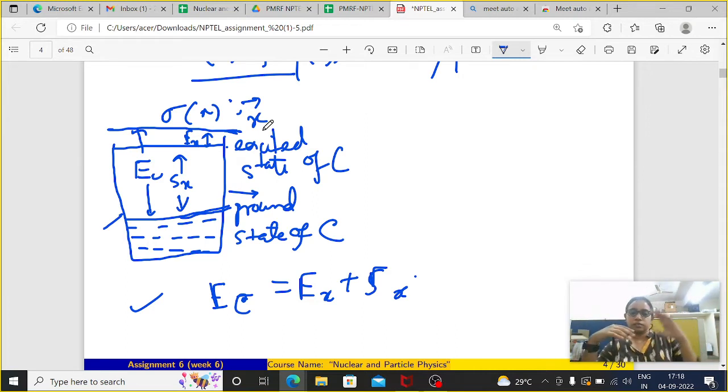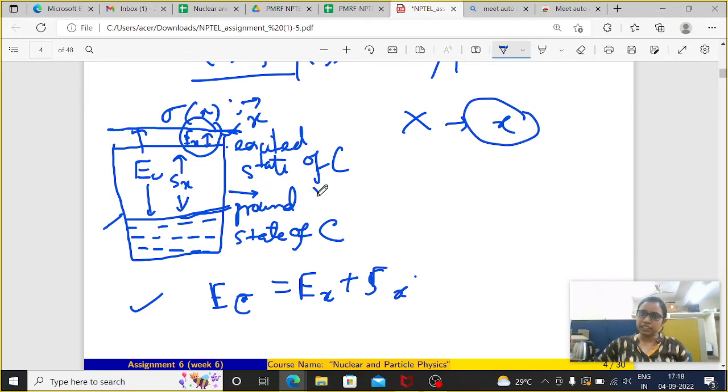EX means the energy which is absorbed by the capital X from the small x. And what is SX? SX is the separation energy of the projectile from the ground state of C. So obviously the whole energy of C will be EX plus SX. Okay, fine. This is for the initial particles, capital X plus small x forming C star.